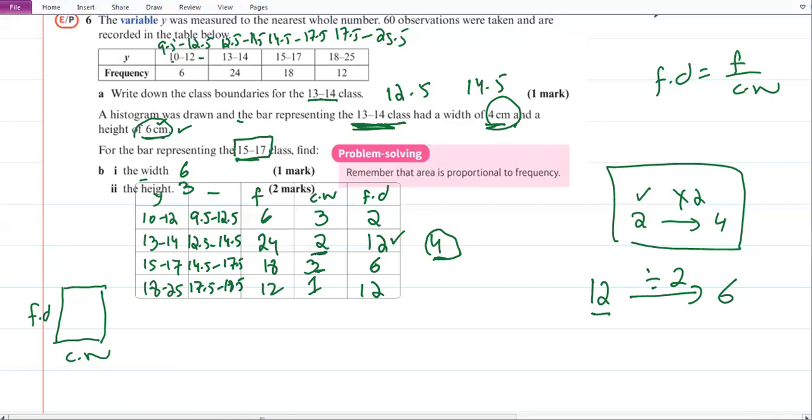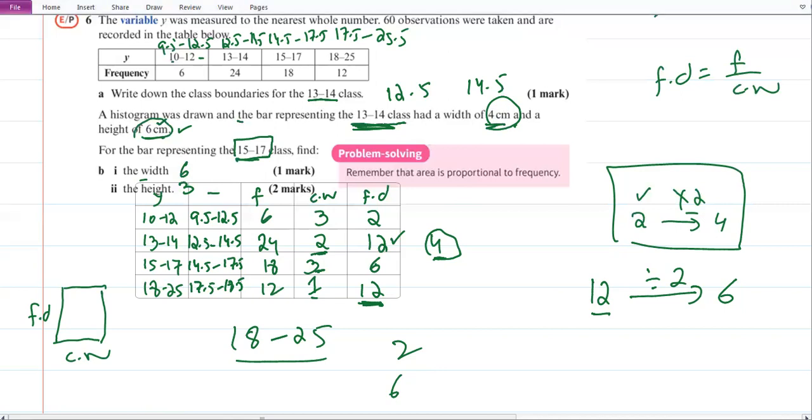If for example I ask you what will be the width for the class from 18 to 25. The original width is 1, but the rule says to get the new one you should multiply by 2. So 1 multiplied by 2, it means the width for this one will be 2. And what will be the height? The frequency density for this one is 12, and to get the next one you have to divide, so it will be 6 for this one. So that will be the way, by the comparison method, to get the new frequency densities. Is this clear or not?